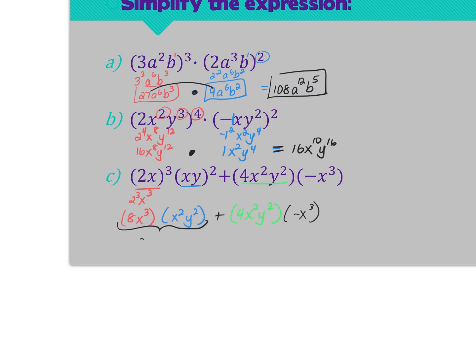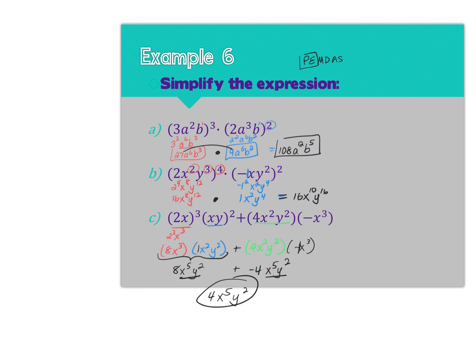So now let's simplify this left side. I'm going to multiply 8 times 1 is 8. I got x cubed and x squared is x to the 5th. And then I have a y squared. And then on the other side, this is like a negative 1x squared. So it's going to be negative 4. And then I've got x to the 5th and I've got y squared again. So these, notice they're x to the 5th, y squared. So these are like terms. 8 minus 4 is 4. So 4x to the 5th, y squared. And that's the final answer there.